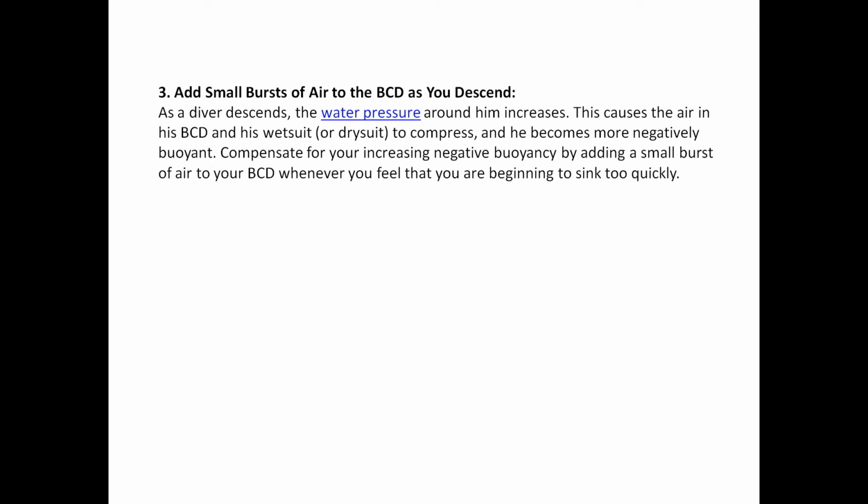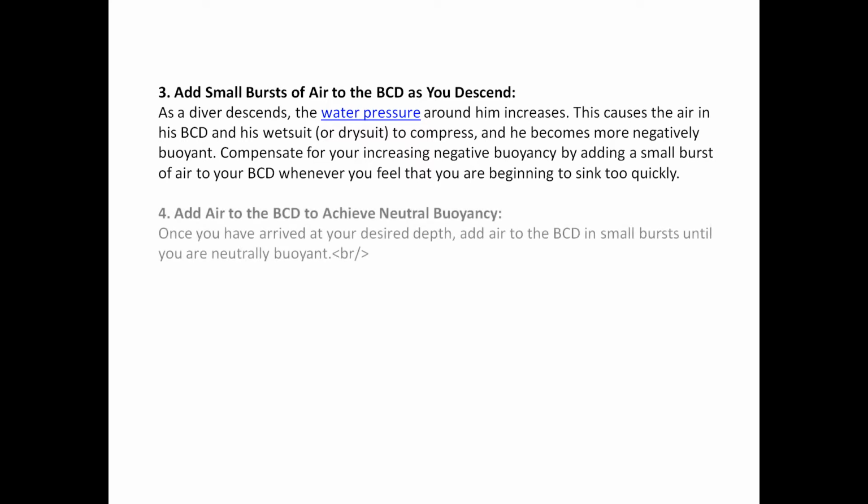Number 3. Add small bursts of air to the BCD as you descend. As the diver descends, the water pressure around him increases. This causes the air in his BCD and his wetsuit to compress, and he becomes more negatively buoyant. Compensate for your increasing negative buoyancy by adding a small burst of air to your BCD whenever you feel that you are beginning to sink too quickly.